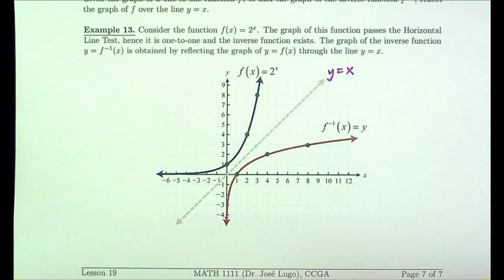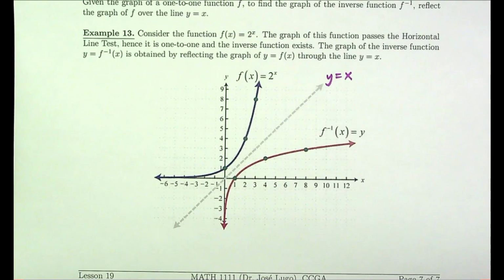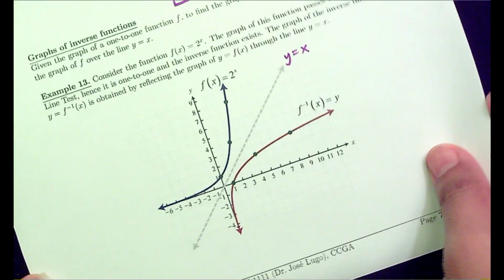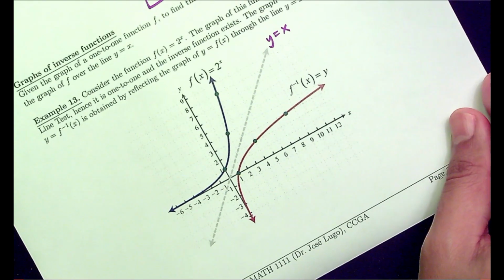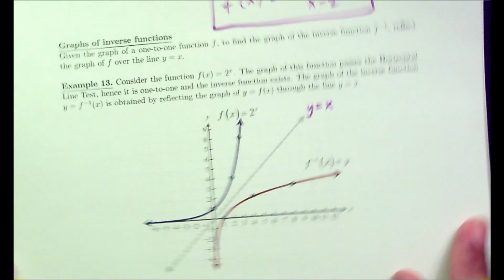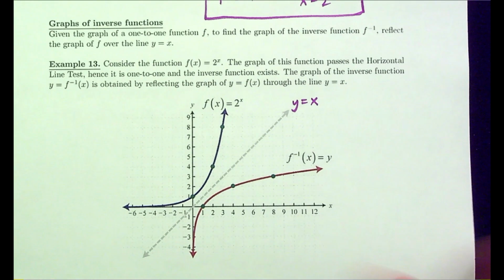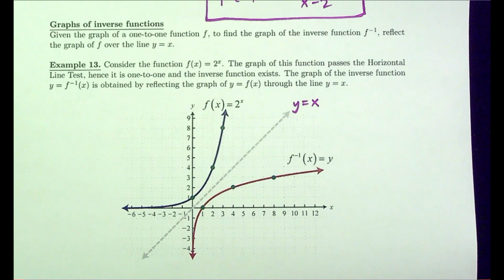Okay, and that's it. If I knew the graph of a function that is injective, I can visualize or just draw the graph of the inverse function by drawing the line y equals x and using that as a line of symmetry. And the mirror image through that line is going to be the graph of f inverse. And that's all. That completes lesson 19.